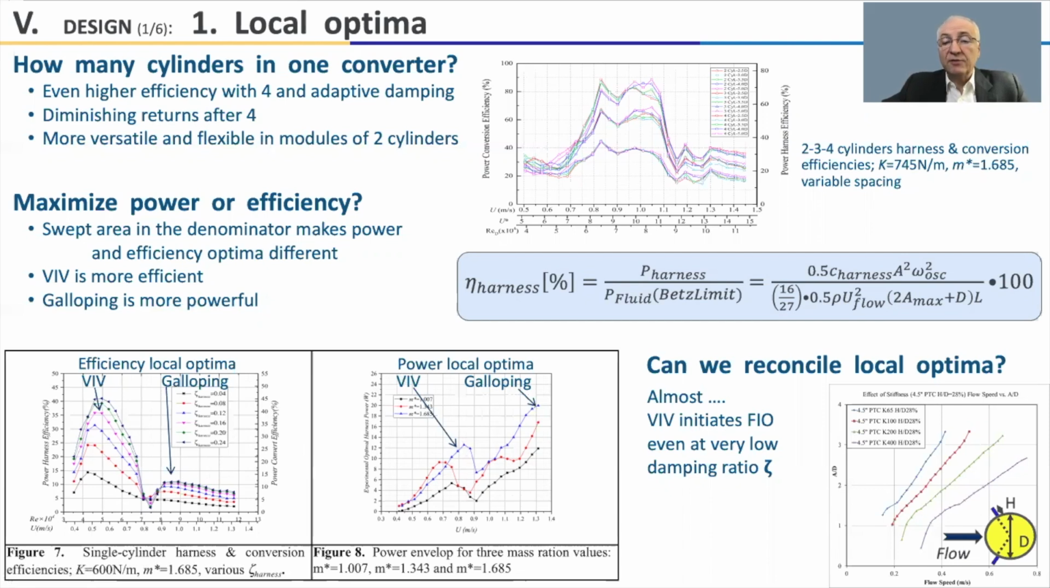Can we reconcile the local optima? Do we want to reconcile the local optima? Because one, of course, is going to give us higher efficiency, the other is going to give us a higher power. Depending on the constraints that you have, you may want one or the other solution. But on the other hand, in general, you may want to try to reconcile those by properly designing, as we have discussed, the turbulent stimulation.